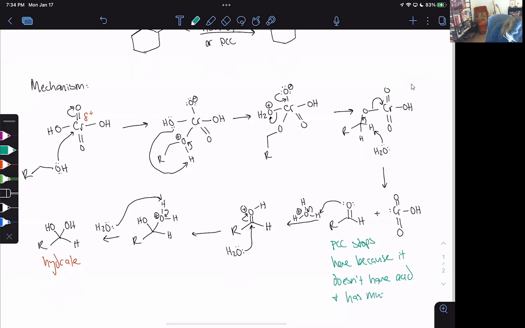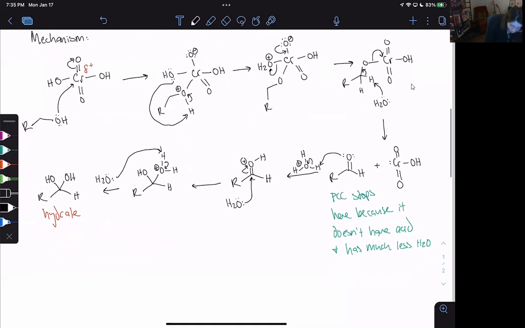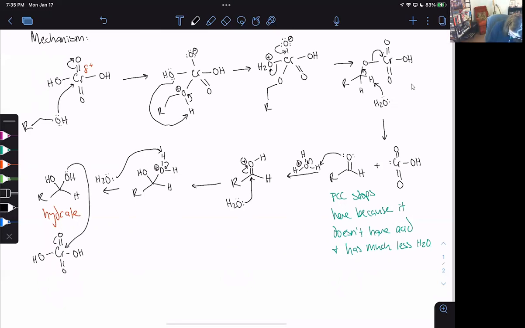And it has much less water. Okay, so that's why we can get selectivity with PCC where we don't see it with the chromic acid. Okay, because we can see, let's just keep on going. I'm not going to go through the whole thing in class, but I can do it here. Why not? So if we just have more chromic acid, then we can just do the whole thing all over again.